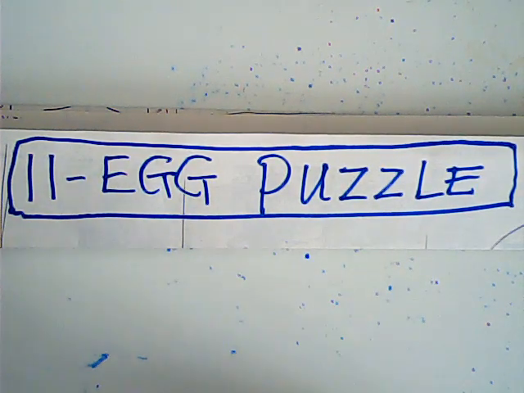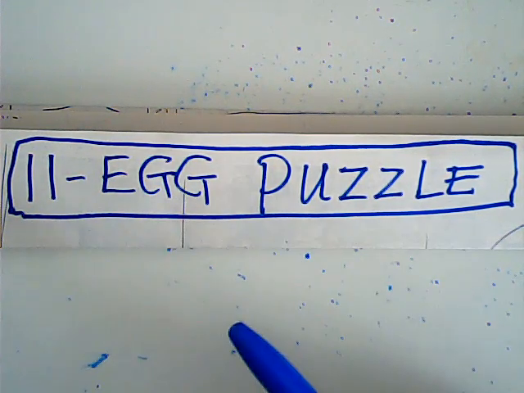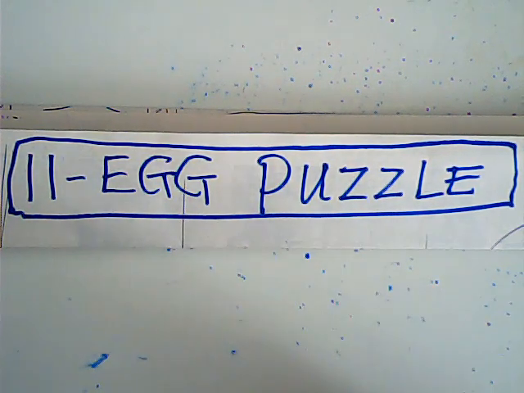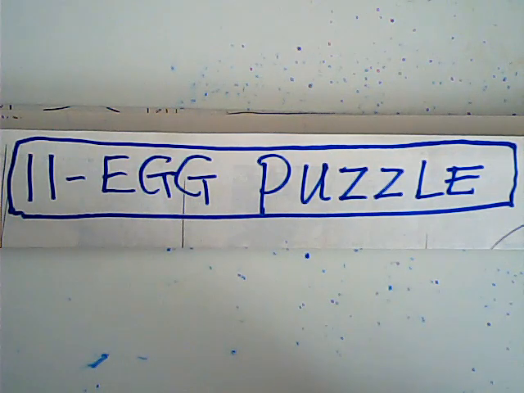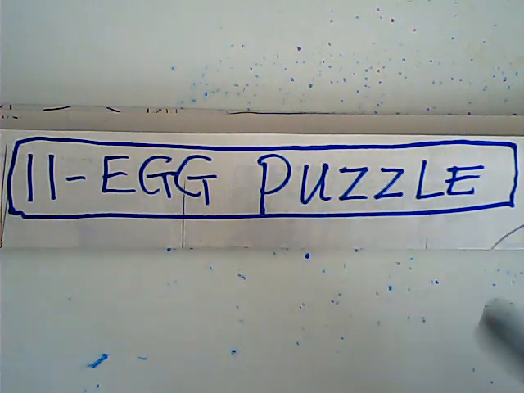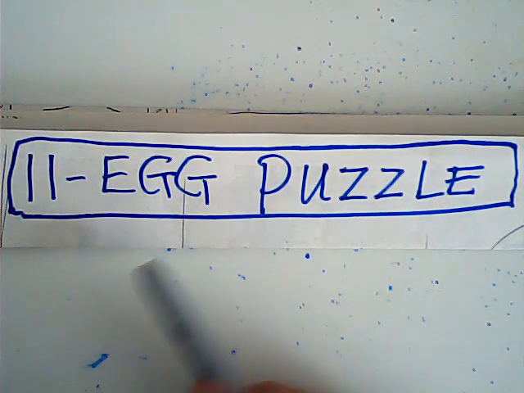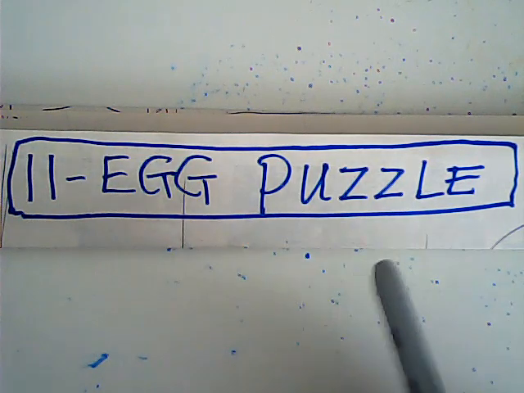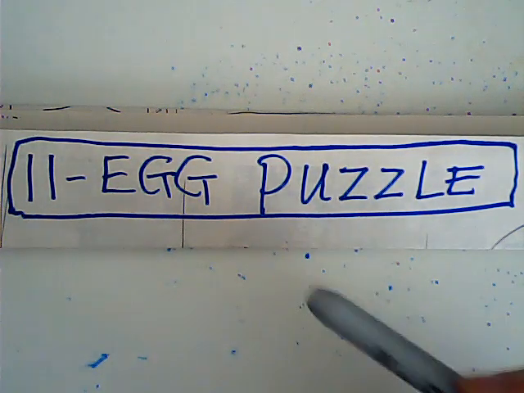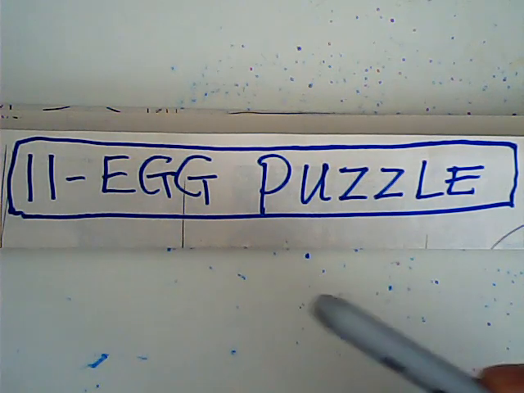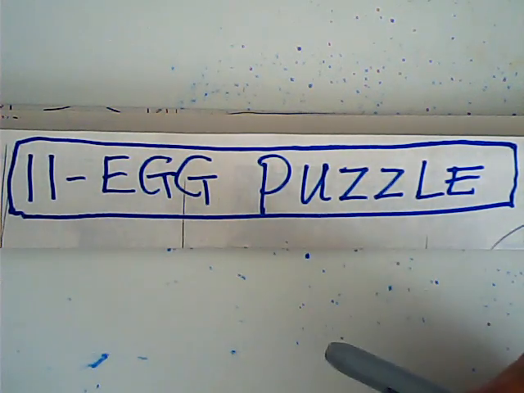I want to introduce the 11 egg puzzle. We have 11 eggs, and they look identically the same. But one of the 11 eggs is different from the others by weight. That means that one egg is not the same weight as the others.